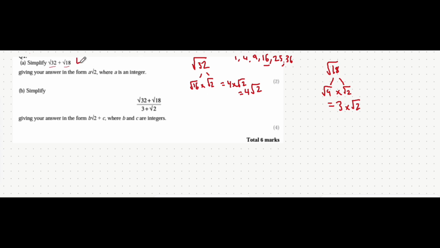So as your final expression, you'll have 4 root 2 plus 3 root 2. 4 plus 3 is equal to 7, so that will just equal 7 root 2. And that's your final answer to this question.